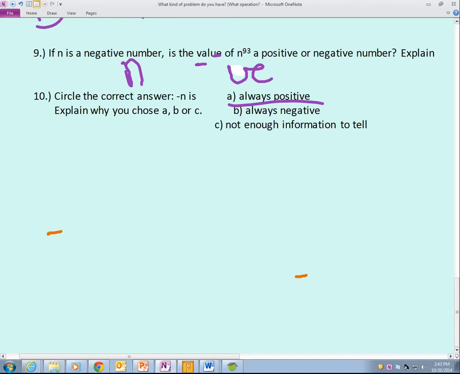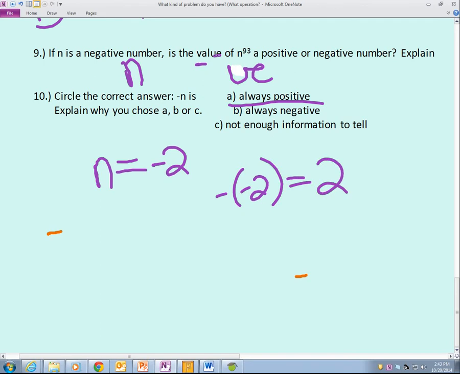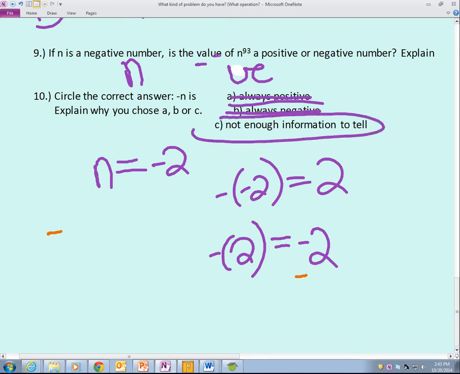Here's why the people who raised their hand third are correct. Because n can be any number. So that means that n can be negative 2, and if that were the case, negative n becomes 2. So we know that it's not always negative. But also, n can be positive, which makes negative n negative 2, which gets rid of that, and by the process of elimination, there's not enough information. Okay?